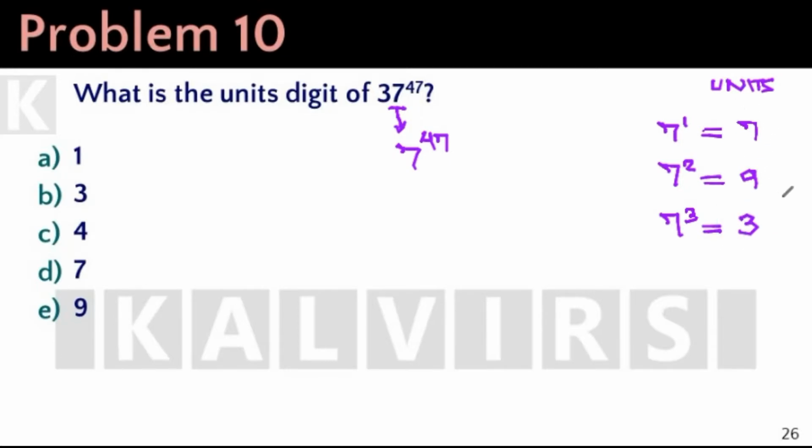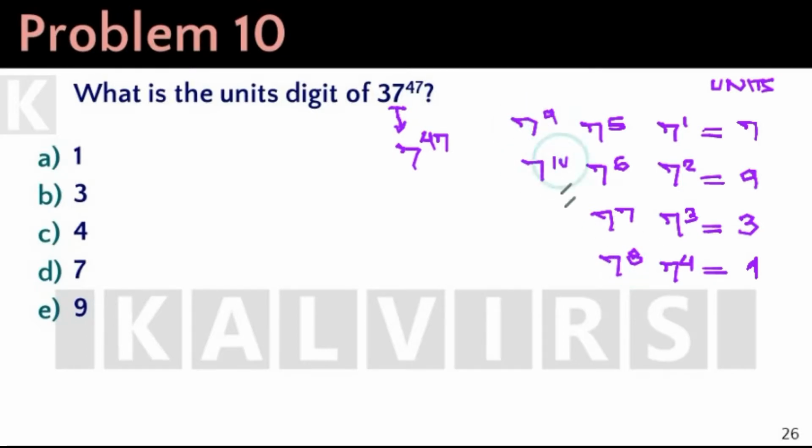Remember that we don't need the whole result. We need the units digit. 7 to the power of 4 will be equal to 7 cubed times 7. The units digit will be equal to 3 times 7, and this is 21. So the units digit is 1. And every 4, the units digit repeats. Therefore, 7 to the power of 5 will be 7. 7 to the power of 6 will be equal to 9, and so on. So we can complete this pattern.